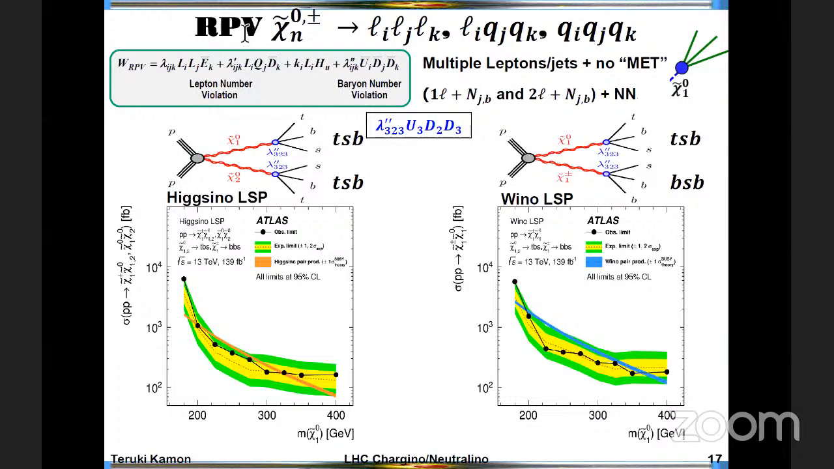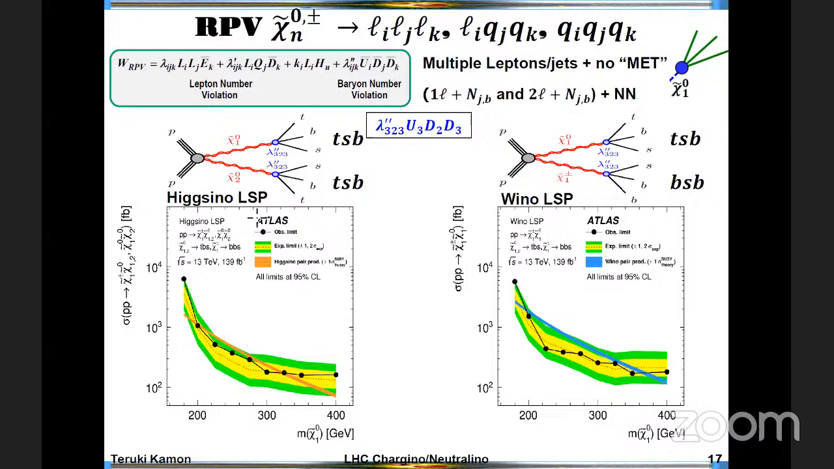In the case of the RPV variation, depending on the coupling, you can have 3 leptons, 1 lepton and jets, and 3 jets. Therefore, such a strategy depends on the number of leptons and the number of jets. In this case, the search is for 1 lepton and a number of b-jets, or 2 leptons and a number of jets, with no b-jets. First, they use a neural net to maximize sensitivity. And the result is for the particular scenario of Higgsino LSP.